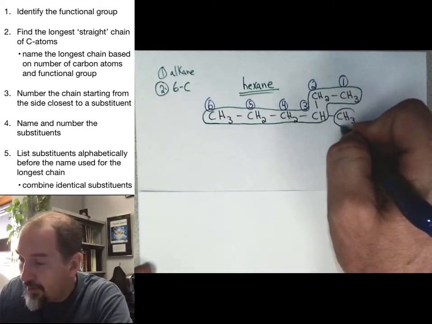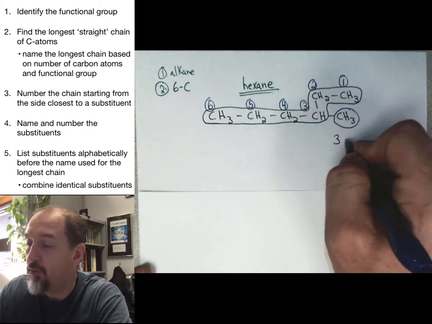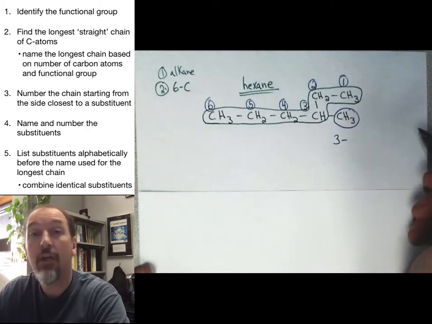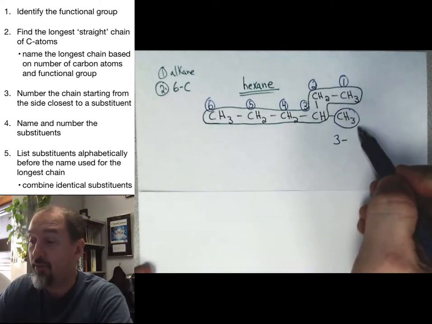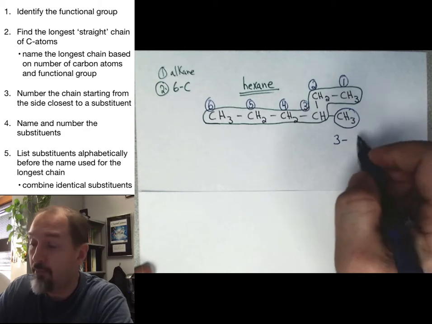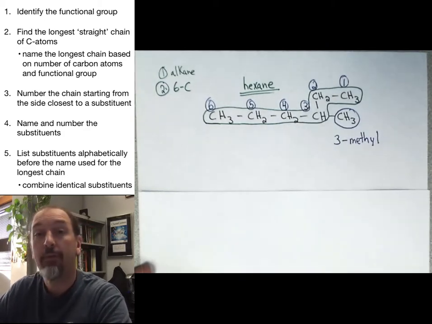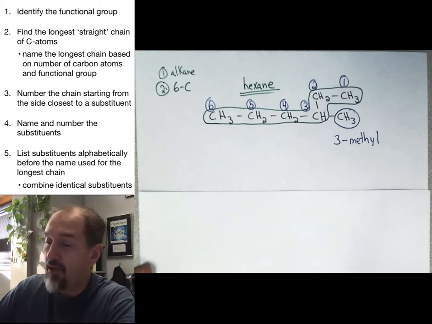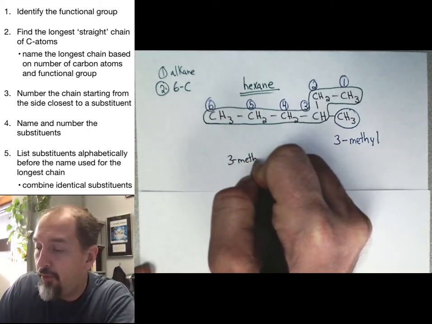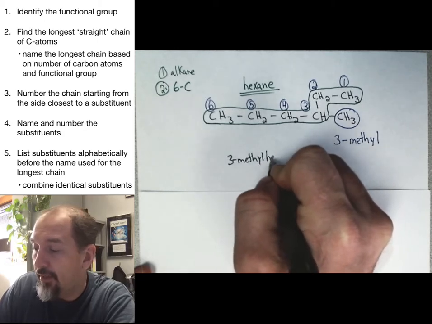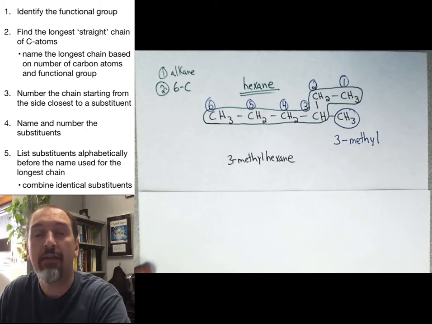Now I circle this, that's my substituent. It's on the 3rd carbon, so it's going to be 3. It's a 1 carbon chain substituent here, that's 1 carbon, so again that's meth. But since it's a substituent, I'll call it methyl. So the name of this compound, when I put it all together, is going to be 3-methylhexane. 3-methylhexane is the name of that compound.